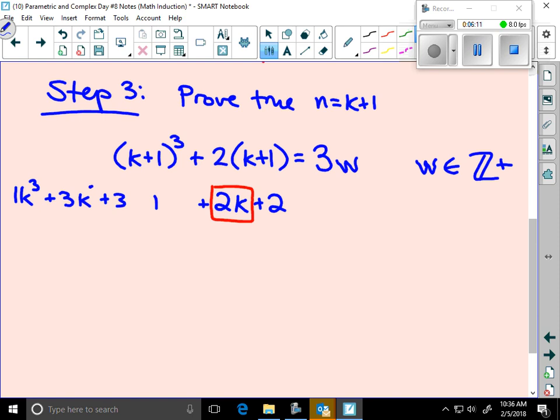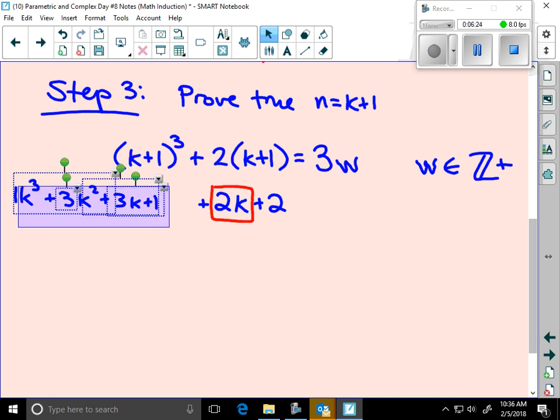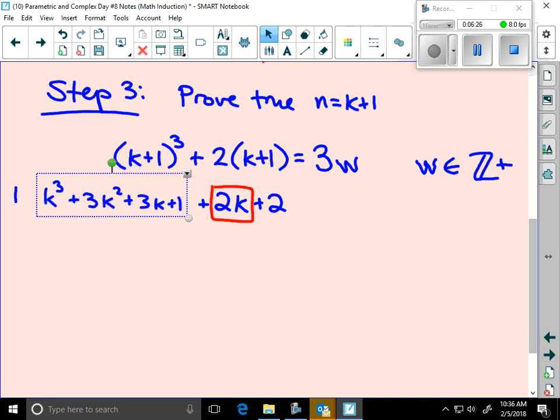Squared, yep. That'd be 3k. And that'd be 1. Oops. Okay. Let's drag this over here. And I don't really need that 1 anymore. Okay, so let's do a little work on this now.